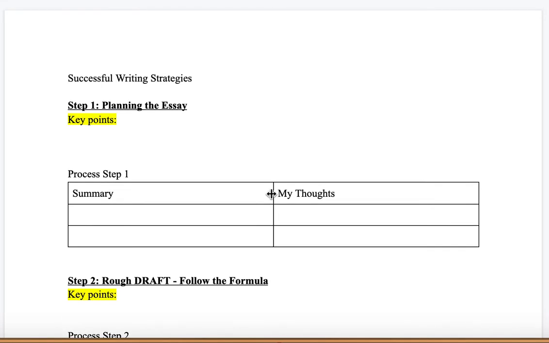Go ahead and open a blank document, title it Successful Writing Strategies, Step 1, Planning the Essay. As I present each of the points, do not write the points exactly as I have them. Those are my notes. Write them according to the way you process and interpret. You want to pause the video at your own choosing to summarize key points and share your thoughts.